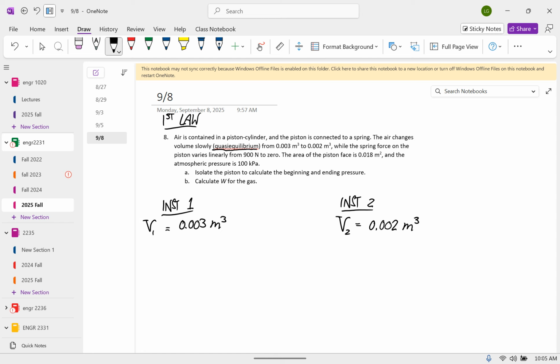The spring force varies linearly, so we're going to use that, and it goes from 900 newtons. So we'll say the spring force is 900 newtons at instant 1 and 0 at instant 2. And the area of the piston face is 0.018 meters squared. And the atmospheric pressure stays the same.